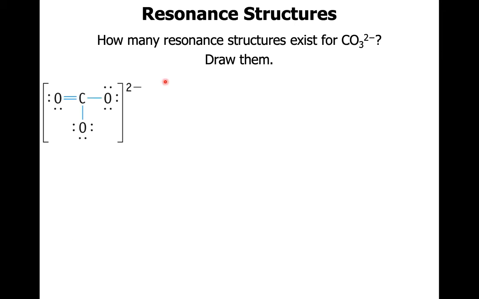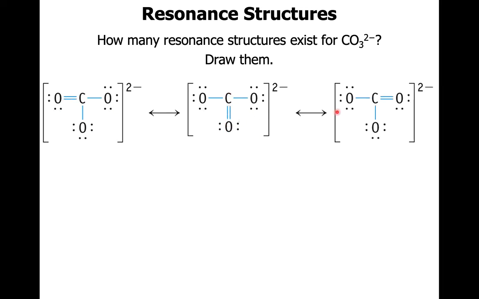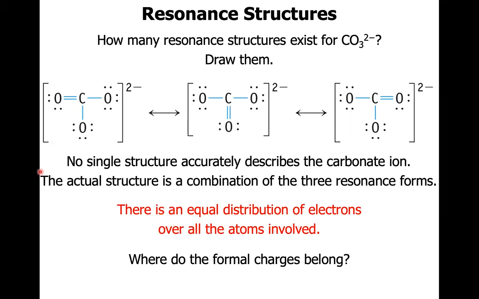So let's first review really quickly something that has equivalent resonance structures, and that would be carbonate. For carbonate, it needs to have 2 single bonds to carbon and 1 double bond. But that double bond could be on the left, it could be to the bottom oxygen, or it could be to the oxygen on the right. So there are 3 total resonance structures for carbonate. No single resonance structure accurately describes carbonate. The actual structure is a combination of these three.